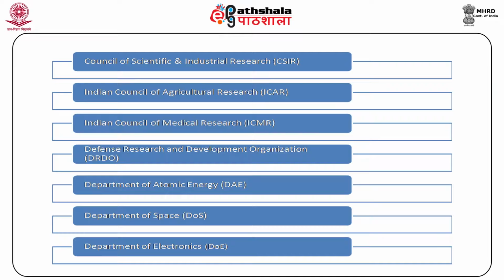Some of them are: number 1, Council of Scientific and Industrial Research, that is CSIR; number 2, Indian Council of Agricultural Research, that is ICAR; number 3, Indian Council of Medical Research, that is ICMR; number 4, Defence Research and Development Organization, that is DRDO; number 5, Department of Atomic Energy, that is DAE; number 6, Department of Space, that is DOS; and number 7, Department of Electronics, that is DOE.